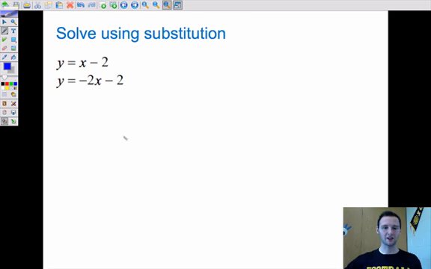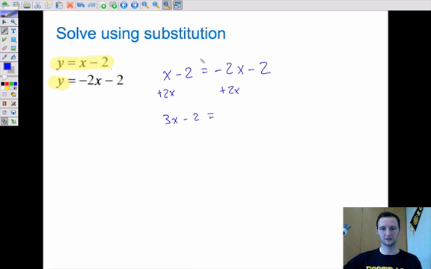Then it got a little bit harder. We had this type of thing where we have both y equals equations. Again, I highlight what I'm substituting and where I'm substituting it. Then do the substitution step. I take the x minus 2 and I put it in place of y, and then solve for x. And dividing by 3 on both sides, you get x equals 0 divided by 3 is 0.